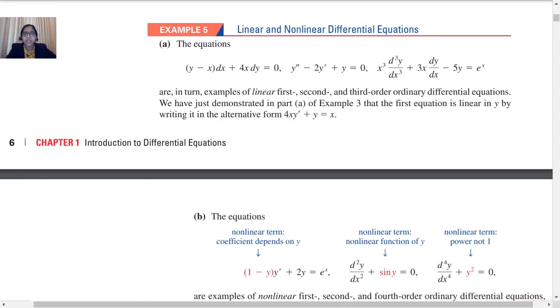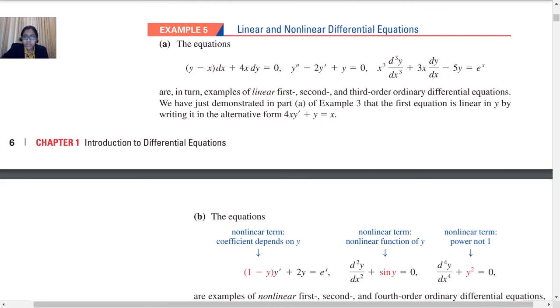If you see, here we have (y minus x) dx plus 4x into dy is equal to 0. Rearranging this, we can find that there is only dy by dx in this equation. So this is a linear differential equation and its order will be 1. Now here we have y double dash minus 2y dash plus y is equal to 0. This is also linear. Then we have x cube into d cube y by dx cube plus 3x dy by dx minus 5y equal to 0. Here all the powers of the derivatives are 1. Also the coefficients depend only on x, or are constants. So there is no y in it. So this is a first order differential equation, this is second order, this is third order.